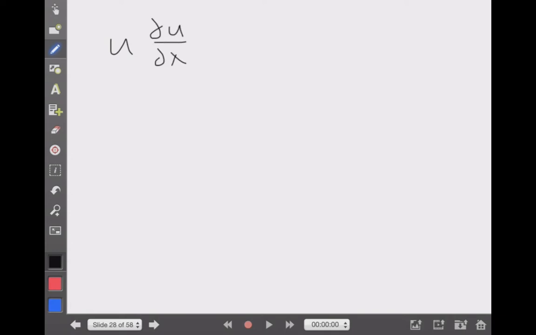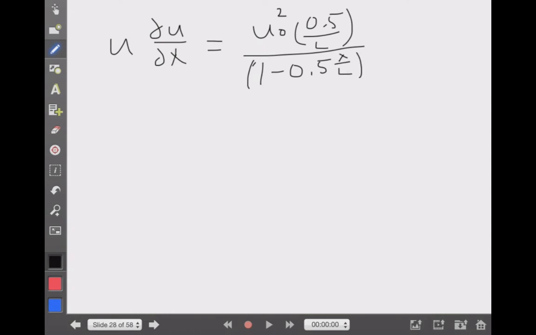So pulling all this together, we're going to have u naught squared times 0.5 over L in the numerator. Note that the minus signs cancel out, since we have two negatives. And in the denominator, we'll have 1 minus 0.5 x over L to the third. So now in the denominator we have a third exponent. And this is an x.